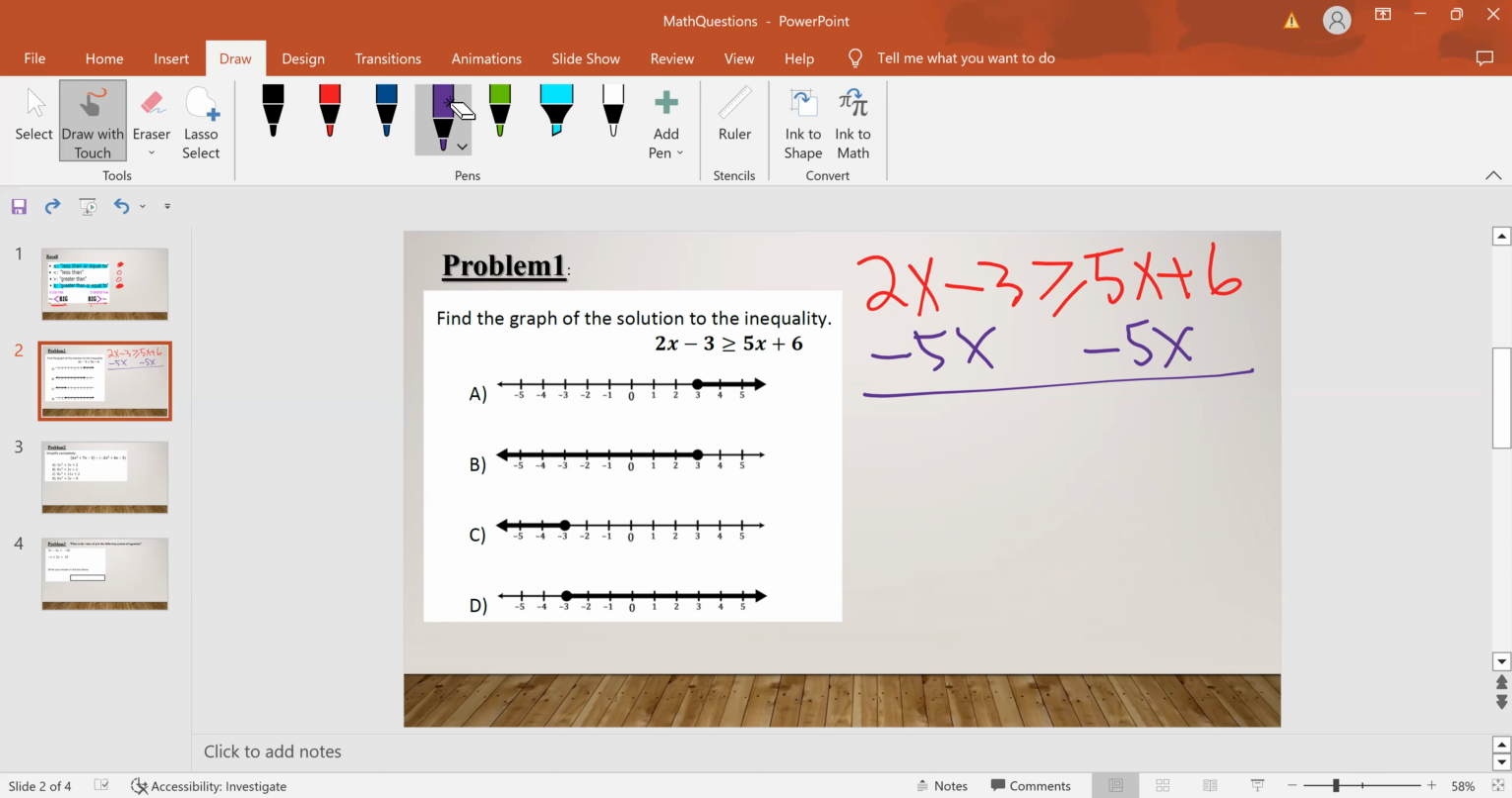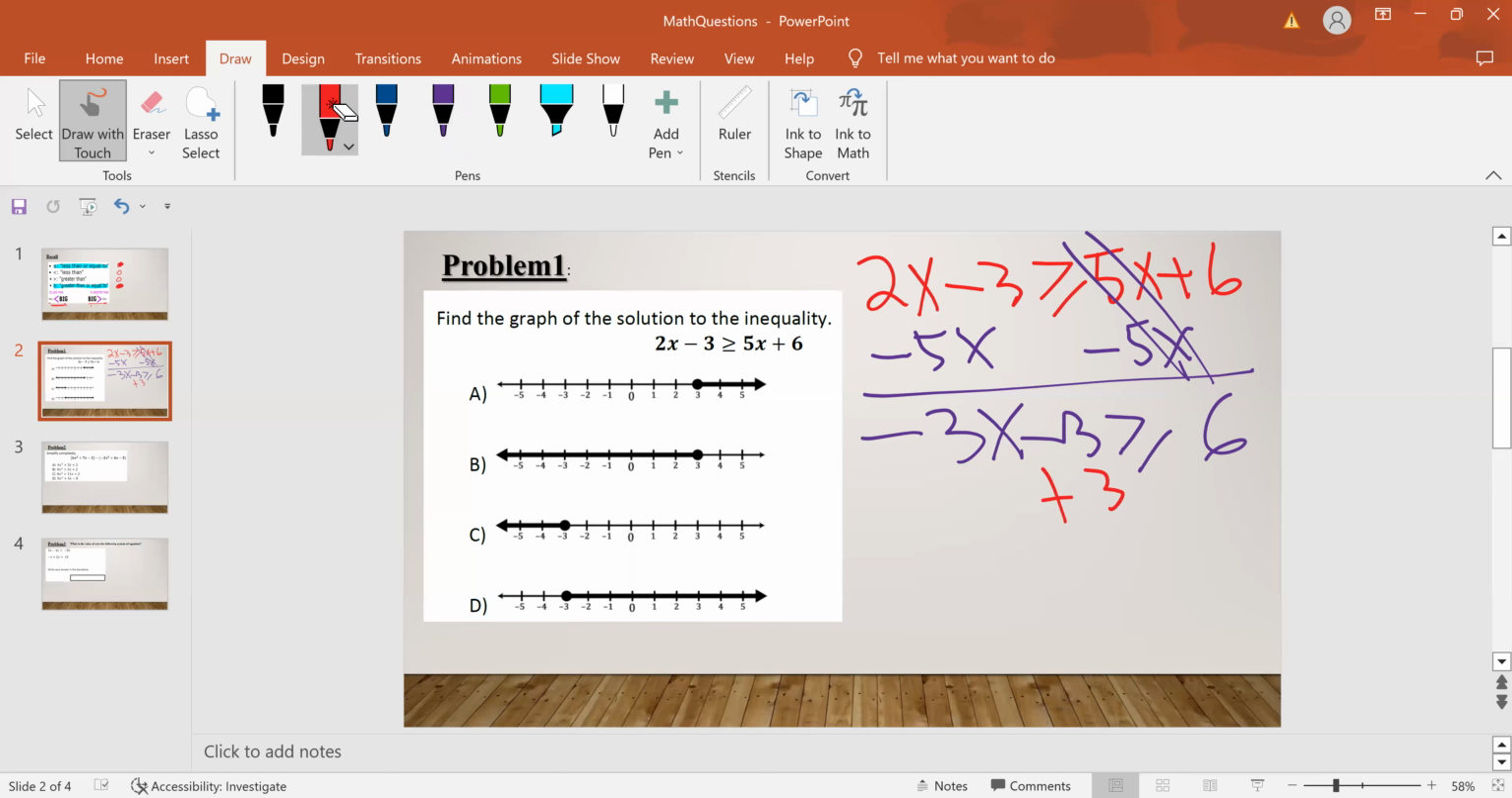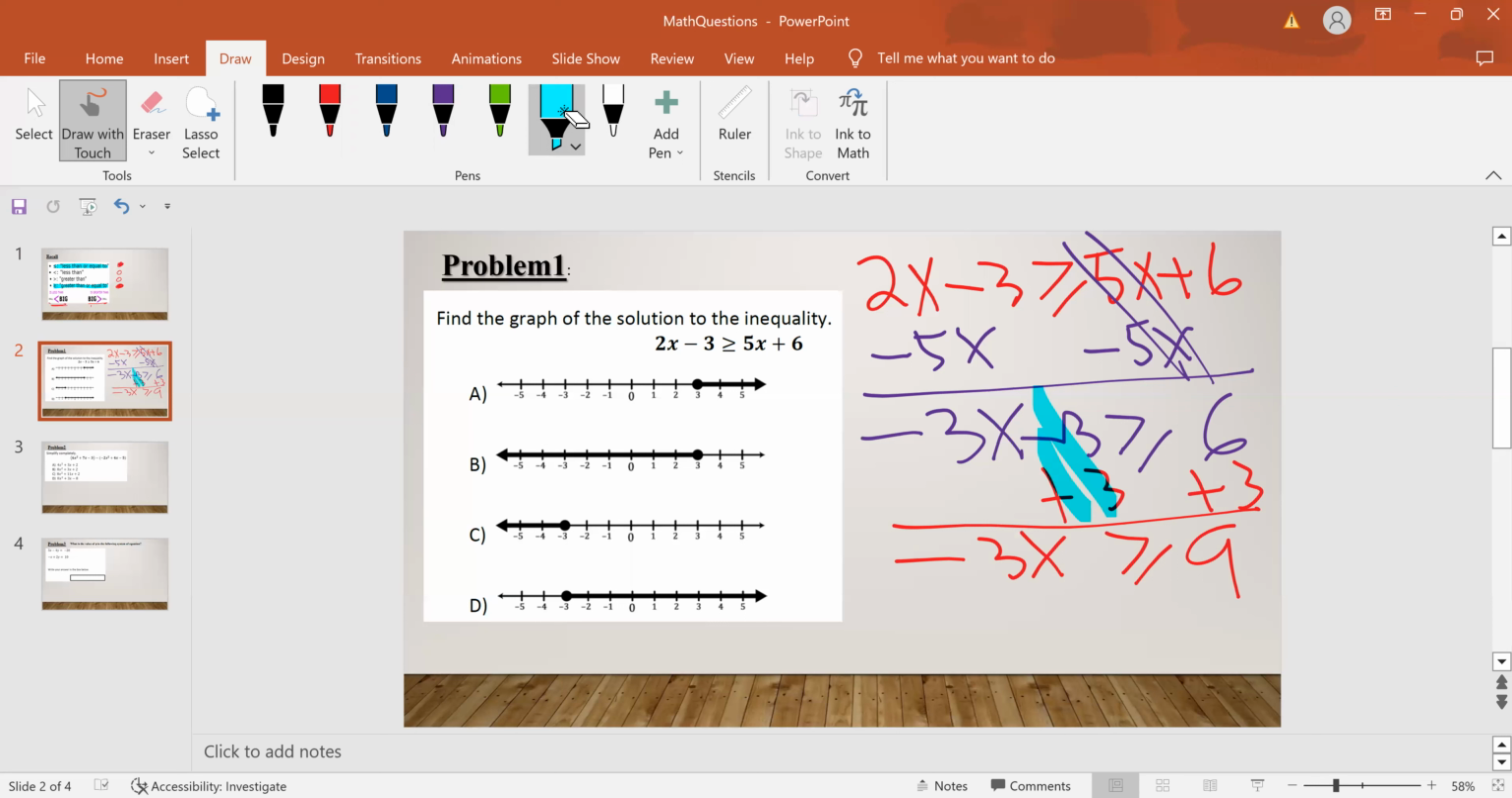So here, 2x minus 5x, we are combining like terms, gives you negative 3x. Minus 3 is greater than or equal to 6. The 5x and the negative 5x cancel out. Now the next thing is to add 3, because we want to get rid of the negative 3. If you add 3 on both sides, we have negative 3x is greater than or equal to positive 9, because the negative 3 and the positive 3 cancel out.